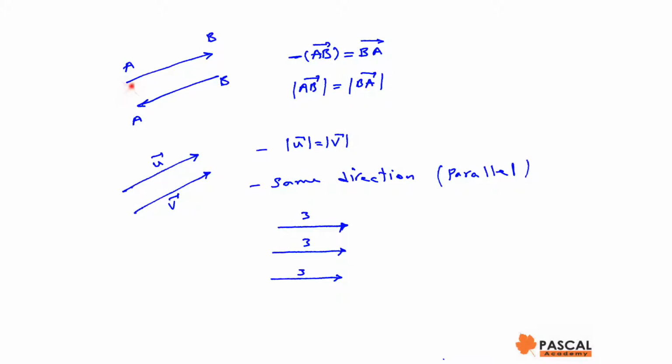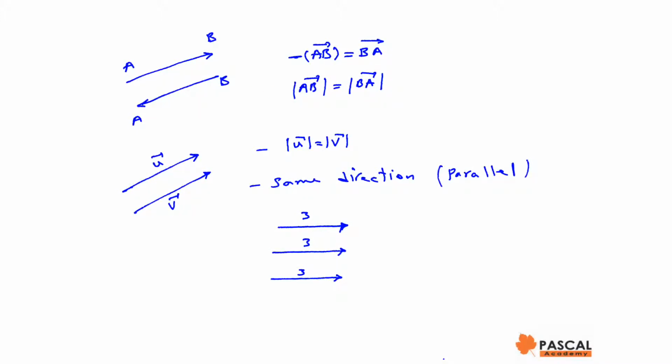If we switch the tail and head of a vector, we have a new vector in the opposite direction. It's called the opposite of vector AB. The opposite of vector AB is shown with a negative in front of AB, negative AB, which is BA. The size of AB and the size of BA are equal.